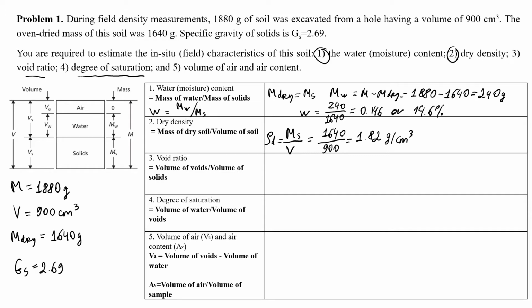Next one is a little bit tricky. The way we're going to do the void ratio is we need to use the definition, which is the ratio between volume of voids to the volume of solids. What we'll do first, we will find the volume of solids, then we will find the volume of voids, and then we will find the void ratio. We'll start with the volume of solids. From the definition of the density of solids, it's going to be mass of solids divided by the density of solids.